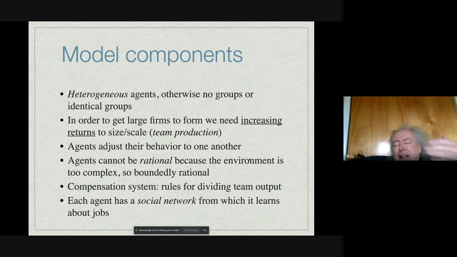learn about other jobs. In a world of 6 million firms, there's not going to be a public bulletin board where all 6 million firms post how they're doing. Rather, you have to find a job through somebody who tells you about a job.